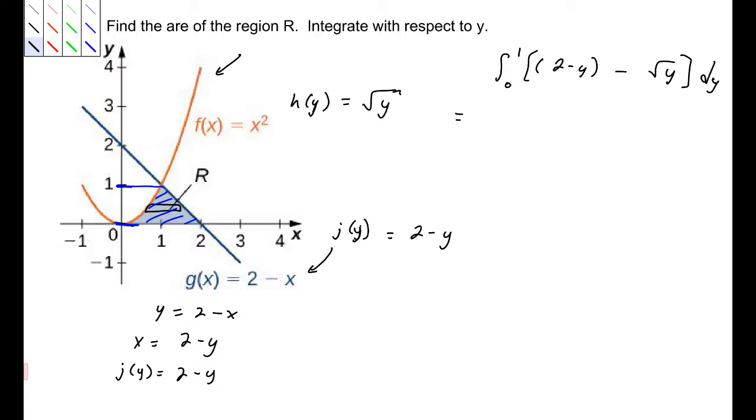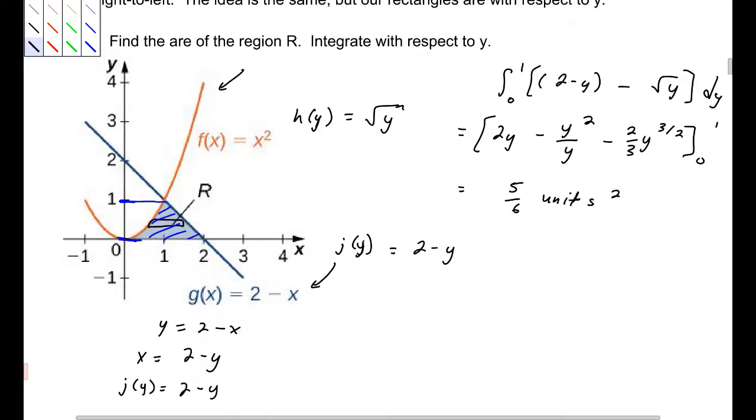So I'm going to go ahead and integrate. This would be 2y minus y squared over 2, minus 2/3 y to the 3 over 2, integrated from 0 to 1. Plugging 1 in, we get 5/6. Plugging 0 in, we get 0. So this is 5/6 units squared. Now, I just want you to look back at number 6, because we're on number 8.